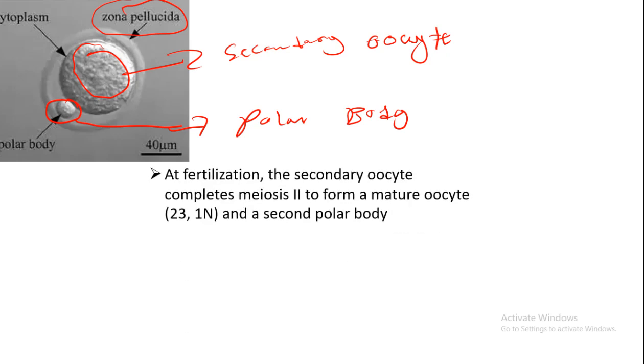So at fertilization, in case a girl has had sexual intercourse, the secondary oocyte completes meiosis 2 to form a mature oocyte, and this mature oocyte has a haploid number of chromosomes, with a second polar body.